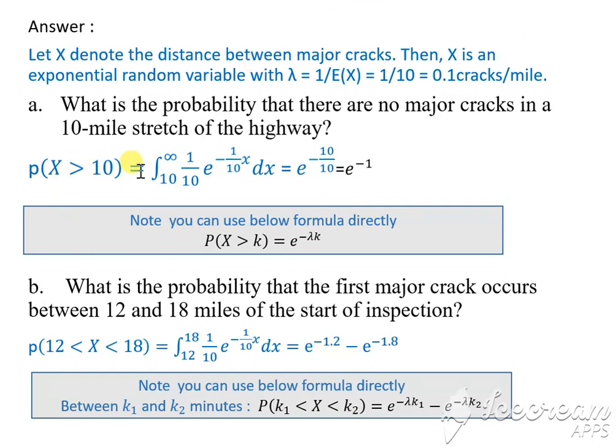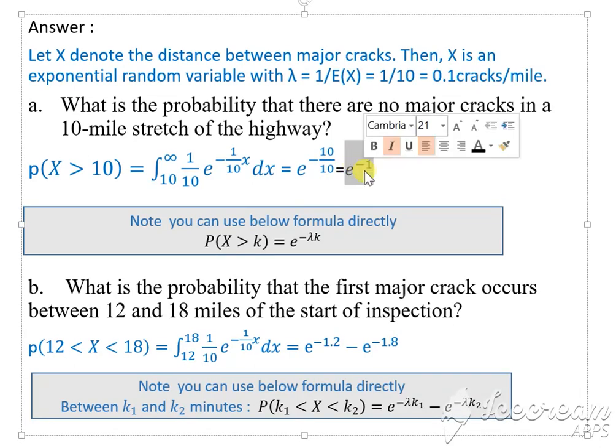To compute that probability, we are going to integrate from 10 to infinity, or we can use this formula: probability x greater than k is equal to e to the minus lambda k. Your lambda is 1/10, and your k is 10. So we get as our answer e to the minus 1. That is just directly applying the formula for probability of x greater than k.